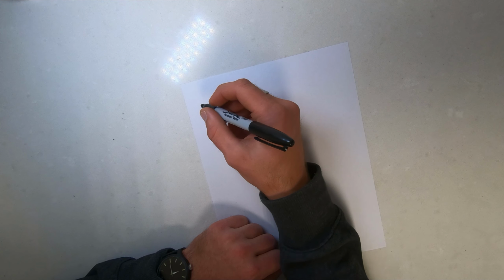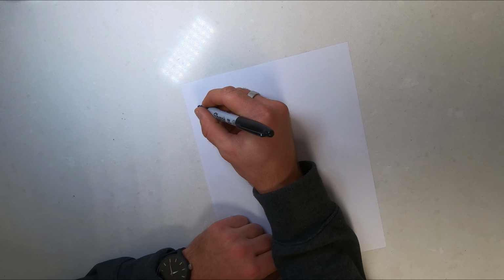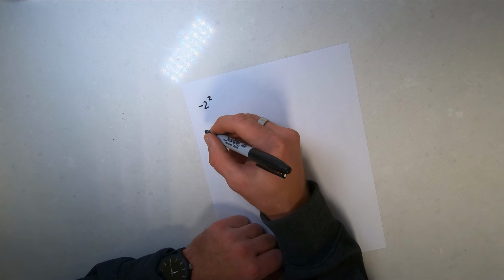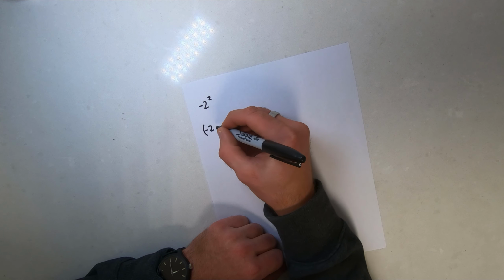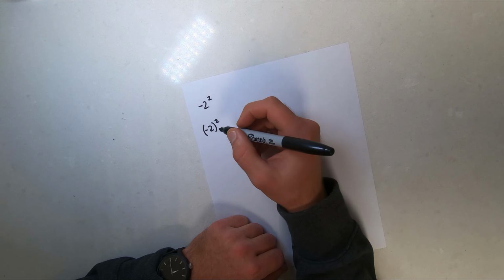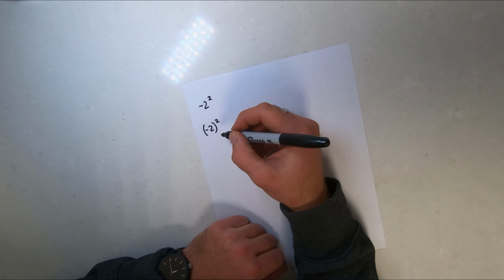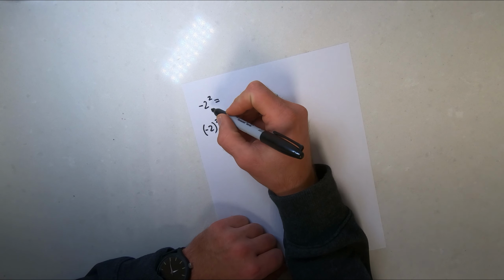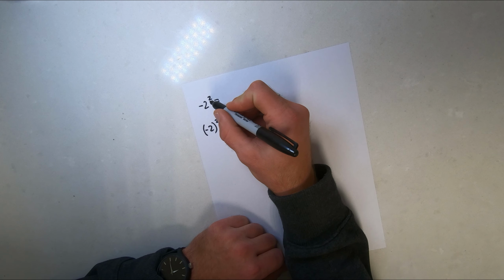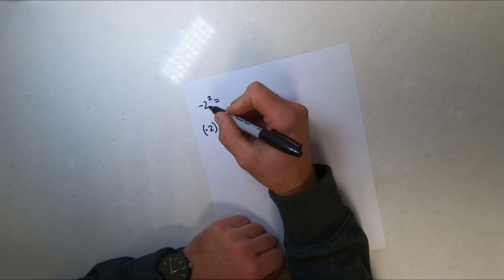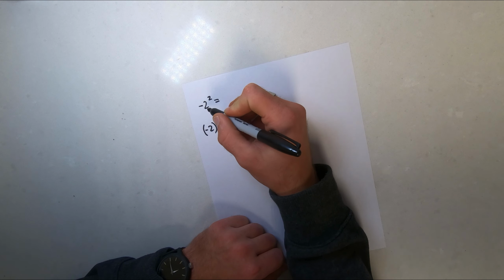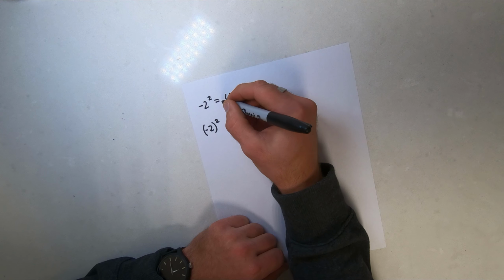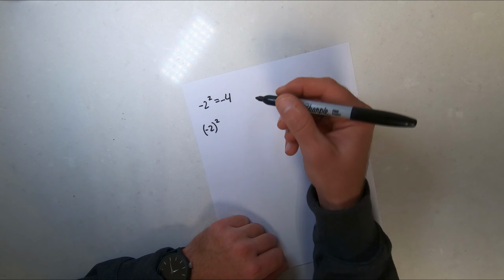Now let's take a look at some special cases. Let's say we have negative 2 raised to the second power, and we have negative 2 raised to the second power. Will the answers to these problems be the same? Well, let's start with the first one. From the order of operations, we know that we have to take care of the exponent first. So we square the 2, giving us 4. And then we also have a negative, so that means we have a negative 4.